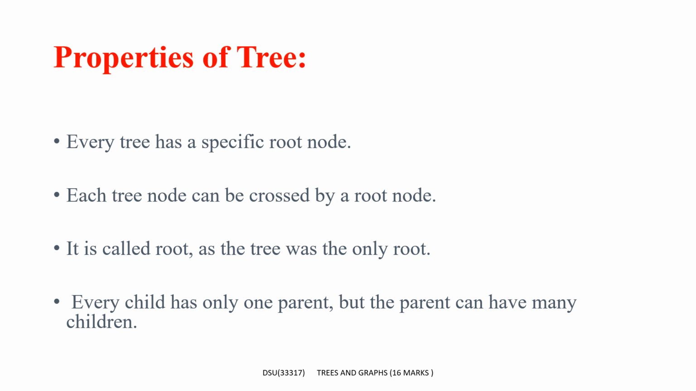Okay, if we consider a normal tree, the tree has a root, branches, fruits, flowers, and all those things. Like this, every tree has a specific root node, and every tree has a single root node. And every child has only one parent, but a parent can have many children.